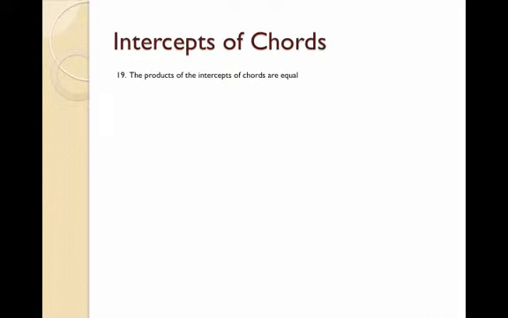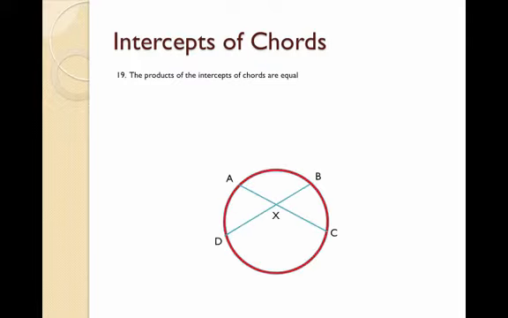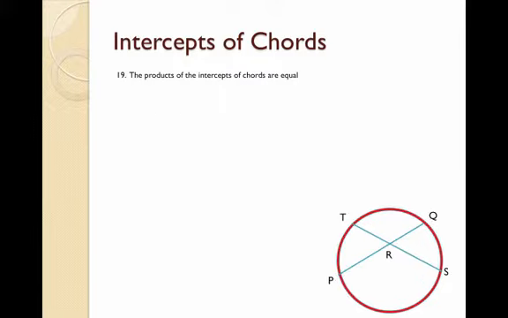First, the theorem. That is, the product of the intercepts of chords are equal. This means that if you have two chords that cross, in this case AC and BD, then AX times CX will equal BX times XD. It's an interesting theorem and is proved using similar triangles. Let's look at the proof.